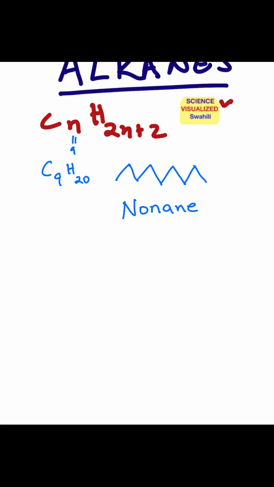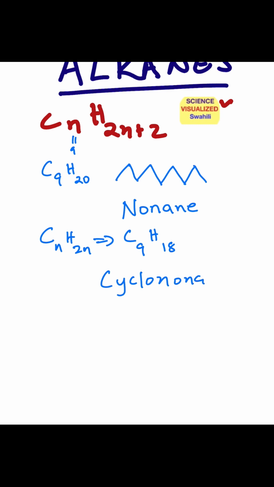The cyclic alkane with 9 carbons will have the formula CnH2n, which will mean C9H, 9 times 2 is going to be 18. And the name for the cyclic structure with 9 carbons is cyclononane. It starts becoming complicated drawing cyclic systems with more than 7 carbons.